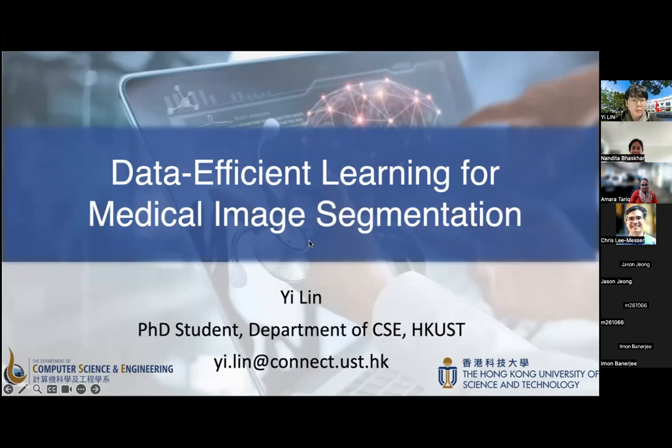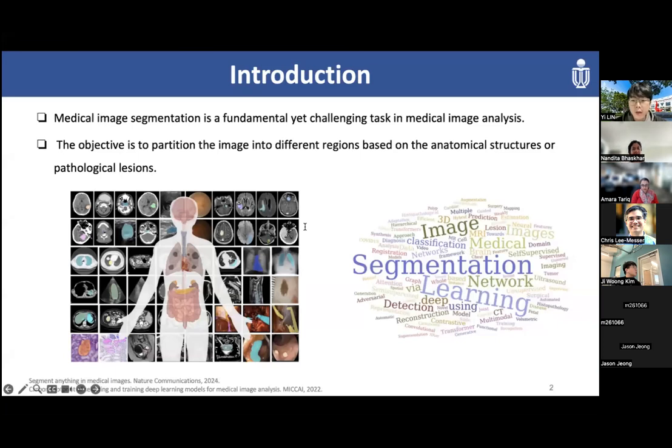Hello everyone. My name is Yi Lin, a PhD student from the Department of CSE at the Hong Kong University of Science and Technology. My presentation title is Data Efficient Learning for Medical Image Segmentation. Medical image segmentation is a fundamental yet challenging task that poses several significant research topics in both medical image analysis and computer vision. The main objective is to accurately locate the semantic lesion areas or anatomical human organs of a specific image modality, such as CT, MRI, or ultrasound. Image segmentation is one of the hottest research topics in medical image analysis in recent years.